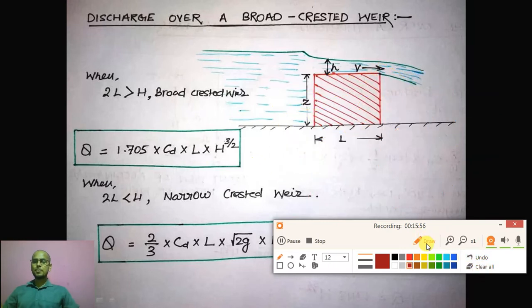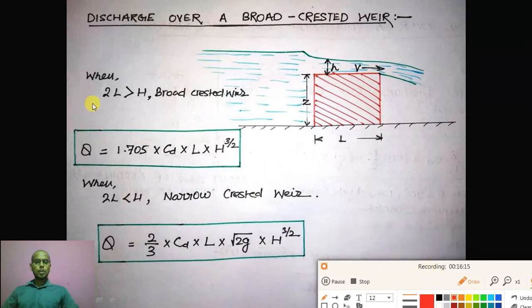So which one is broad crest and which one is narrow crest? Broad crest means the value of crest will be more. So what is more and what is less, we just have to understand this concept first, then we will go ahead. As you can see, a line is written here that if 2L is greater than H, then it is a broad crested weir.